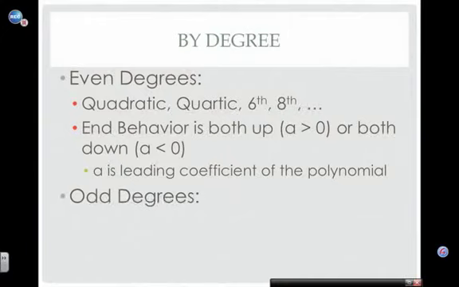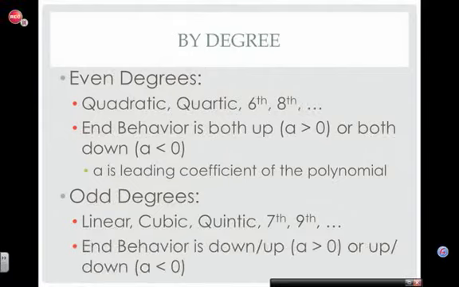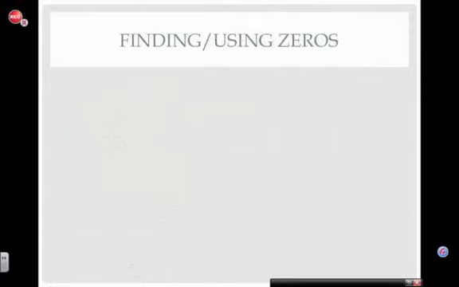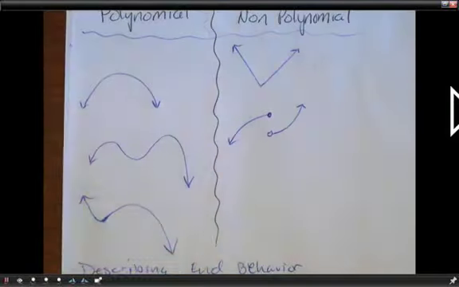And for odd degree polynomials, linear, cubic, quintic, 7th, 9th, all that sort of fun stuff, the end behavior is down, up. So down on the left, up on the right, if a is positive, and up on the left, down on the right, if a is negative. I'm going to look at what that looks like here in just a second.